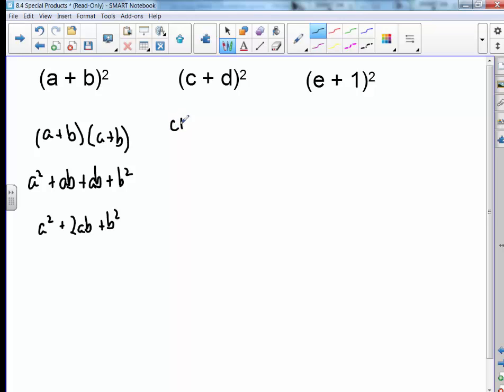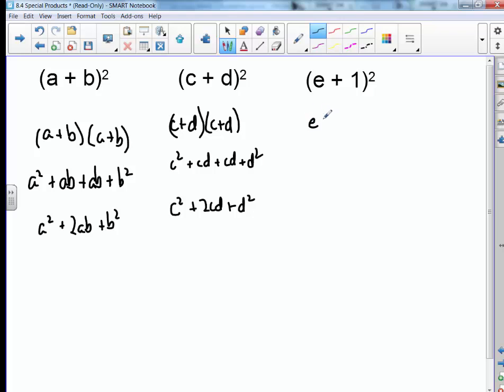All right, let's look at another one. C plus d squared. C plus d times c plus d. We go c times c gives us c squared. C times d gives us cd. D times c gives us cd. And d times d gives us d squared. When we simplify it, we got c squared plus 2cd plus d squared. All right, last one over here.